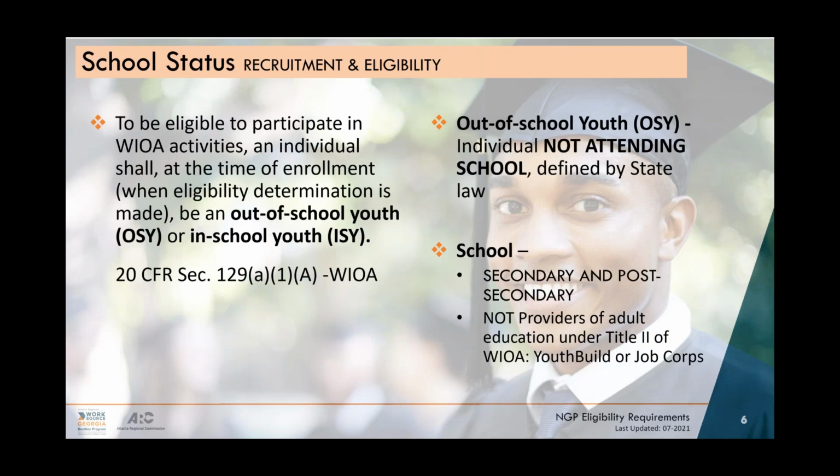So to be eligible to participate in WIOA activities, an individual shall at time of enrollment be out of school or in school. So the final rule, that's the CFR, just has that statement that you must determine the person's school status. That's important. Someone who's out of school is not attending school, okay? And in this case, school means secondary or post-secondary, and it does not include those adult education programs that are under the WIOA Title II funds, like Youth Build or Job Corps.